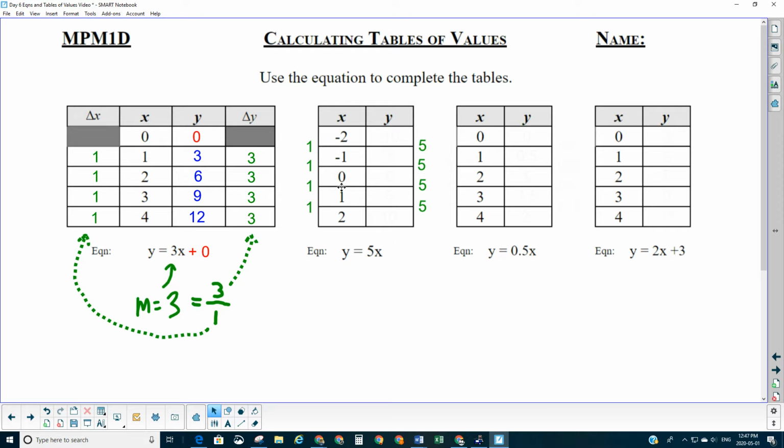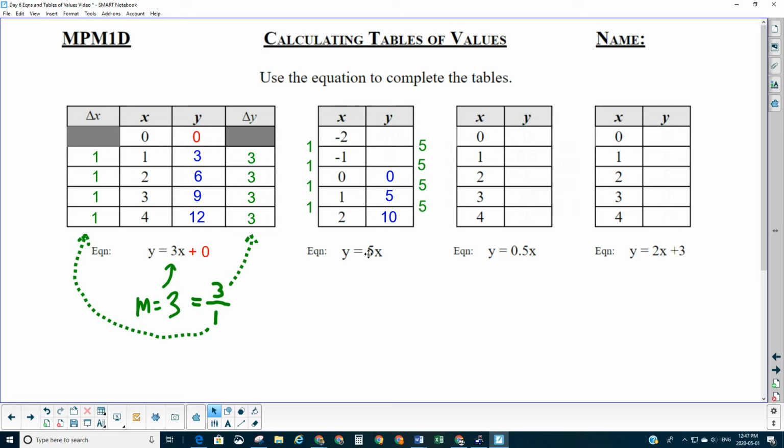Now be careful. The start in here is not at the top of the table of values. The start is when x equals 0. So if x equals 0, then because there's no flat rate, y is equal to 0. And now you can follow the pattern and go up by 5s. So go 5, 10.